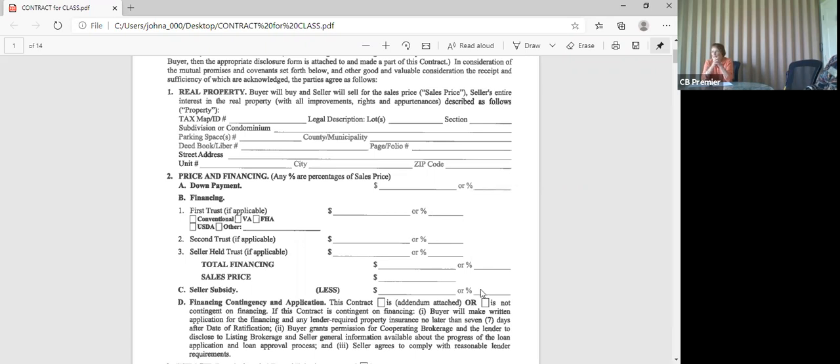Does everybody understand that? Questions? I would suggest for the new agents to always make sure they contact their lender and ask them for the amount. Yeah, I was just gonna say that.